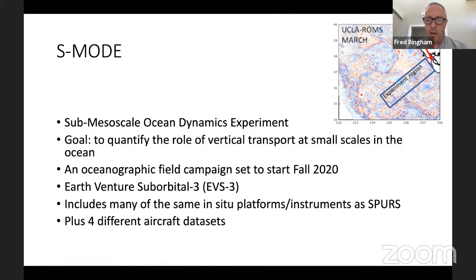It includes a lot of the same types of in-situ platforms and instruments as SPERS, but there's an addition of four different aircraft data sets. So it's going to be a bit of a challenge, in that I'm going to be faced with having aircraft data to deal with, something that I don't know that much about, but we'll soon be learning about. The region where it will be occurring is pictured in the top right. It's off of San Francisco, less than a couple of hours flying time from the NASA air station near San Jose.